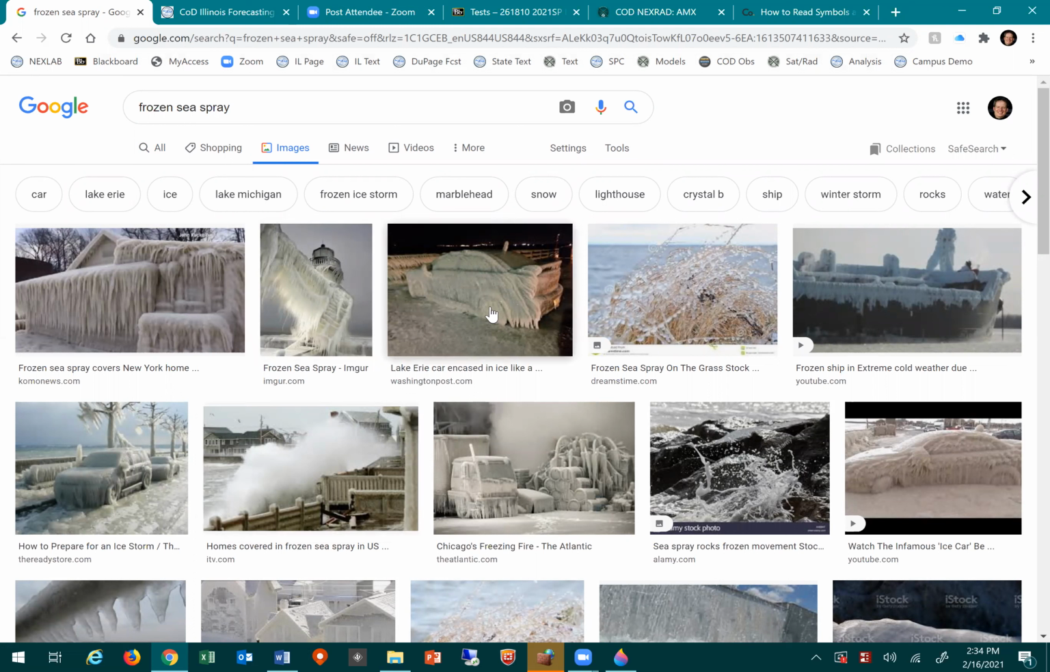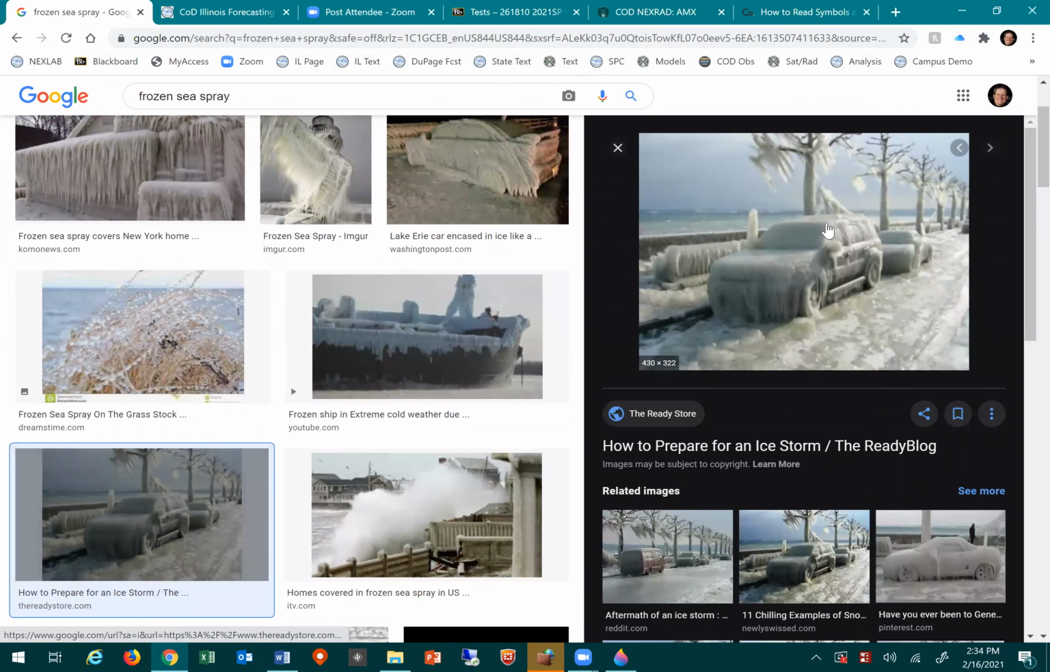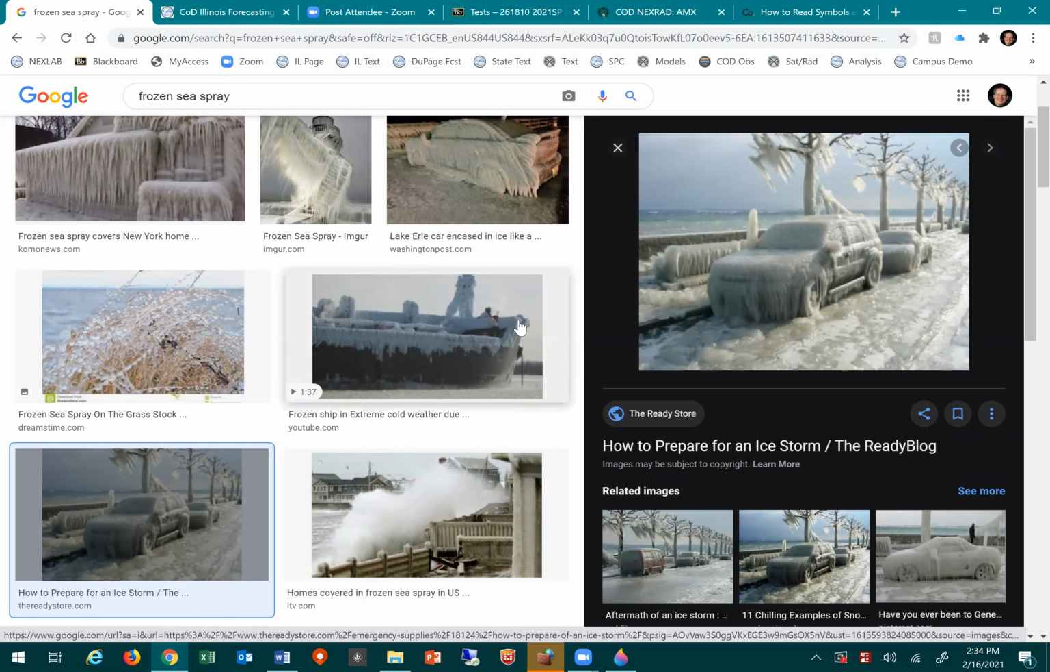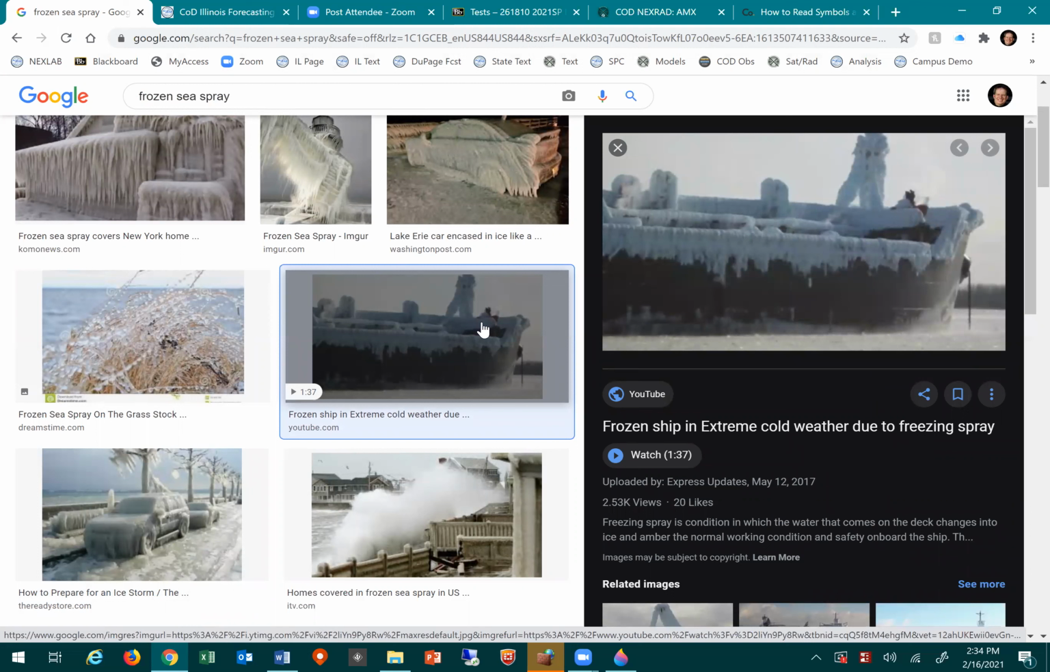Well, when the temperatures start to drop below freezing and you get these big waves crashing, you actually coat things with ice like this. Look at this. Can you imagine parking there? I mean, how the hell would you get this off? And you've got big ships getting full of this type of ice from sea spray. I just thought that's kind of cool.